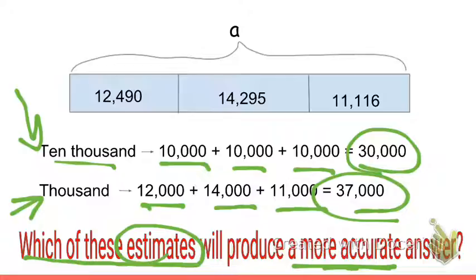Okay, Miss Julia. I think the thousands would be more accurate because the 10,000 just has tens, and the thousands has more of the actual numbers. Okay. All right, well, let's take a look at this. Janae, you have one more thing to say? I think it might be closer to the 37,000 because the numbers don't have enough to get to 10,000 yet, maybe.